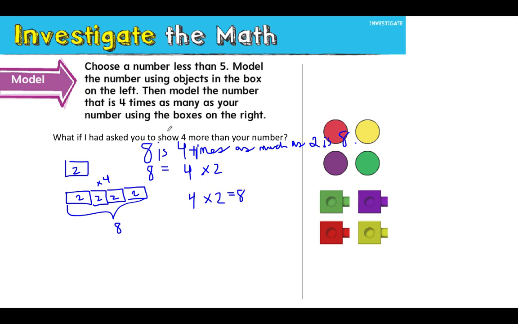What if I'd asked you to show 4 more? You would have said 2, and 4 more than 2 would be 2, and then adding on 4, right? We didn't do 4 more, we did 4 times as many.